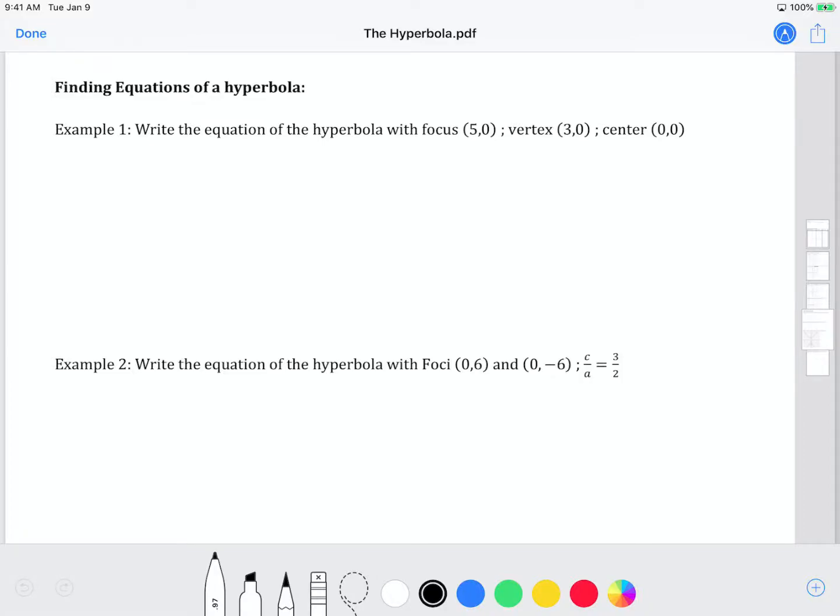Now that we're more familiar with properties of the graph of a hyperbola, we're going to work backwards, where we're given the properties of the graph and we're going to come up with the formula or the equation of the hyperbola in standard form. So in example 1, it says that we have a center for the hyperbola at 0, 0.